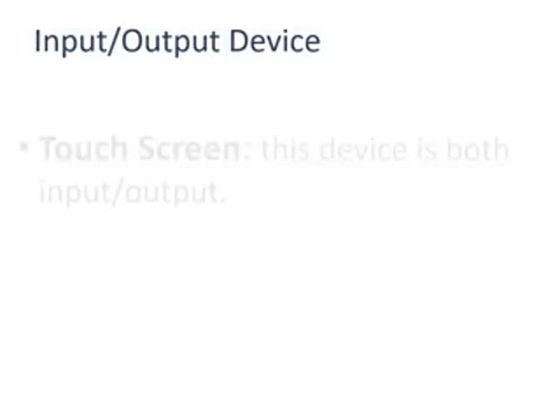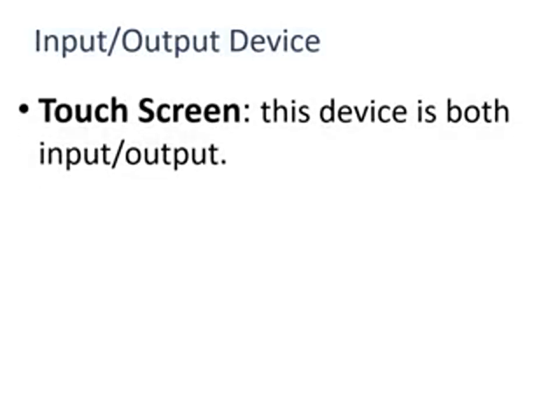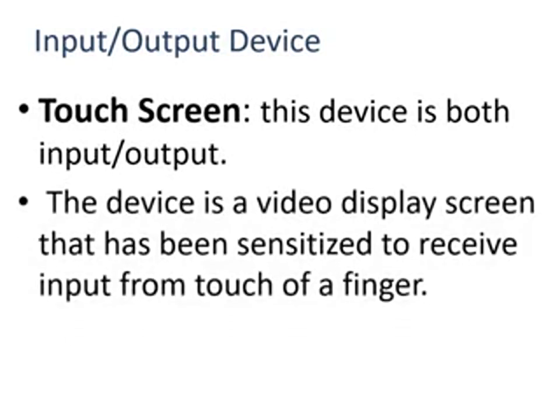Input and output devices. There's one that is both, which is a touch screen. This device is both input and output. It's a device like your laptops. A very good example would be a smartphone. The device is a video display screen that has been sensitized to receive input from the touch of a finger.